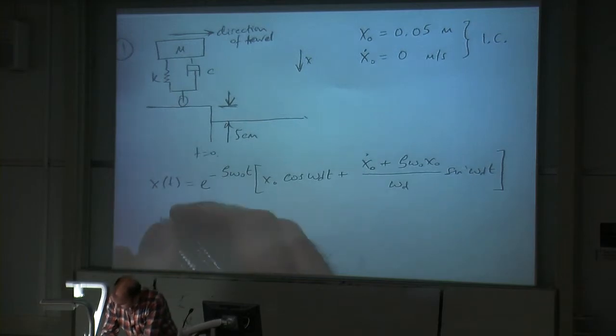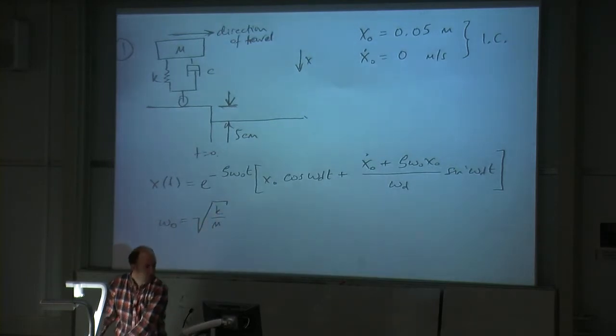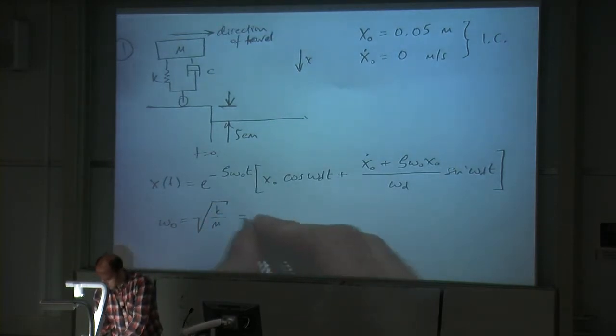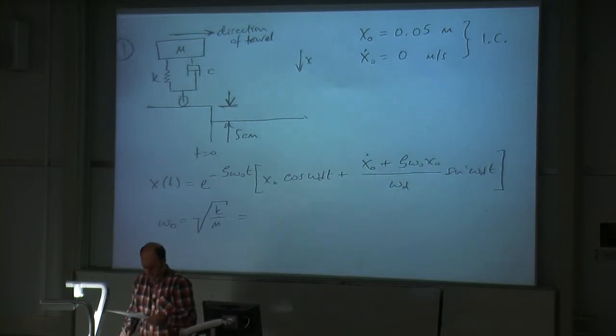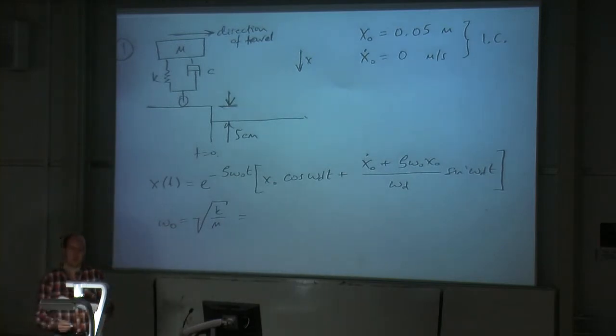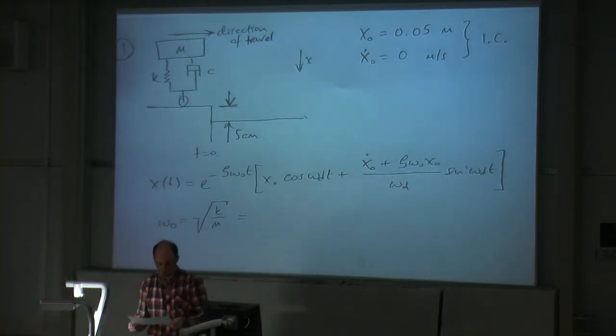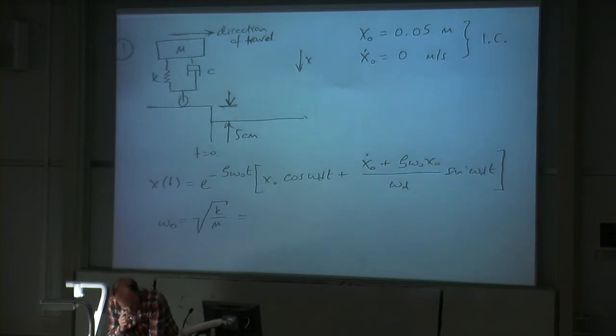So omega naught, we know, is root k upon m. We've been given k, and we've been given m, and we've been given c. M, we know it says the weight is 800 newtons, so obviously we need to divide that by g to get the mass. Okay? And the stiffness has been given to be 50,000 newtons per metre.